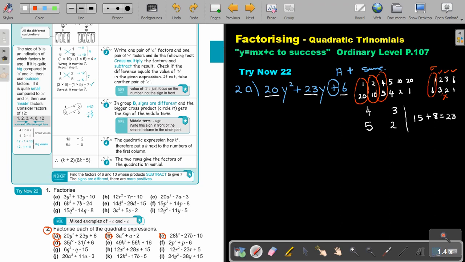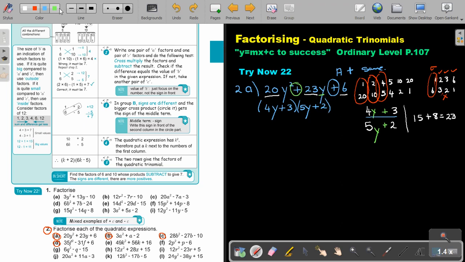Okay, so just start with the first one, try everyone. Second one, try everyone. Next one, try everyone, and you will get it. Okay, the signs are the same, and both take the sign of the middle term. And what will this be? Plus, plus. And then this is y squared, so this will be y, y. And then I'm just going to write down my 2 brackets. So it's going to be 4y plus 3 and 5y plus 2. Okay. And then I'm going to start with the next one.